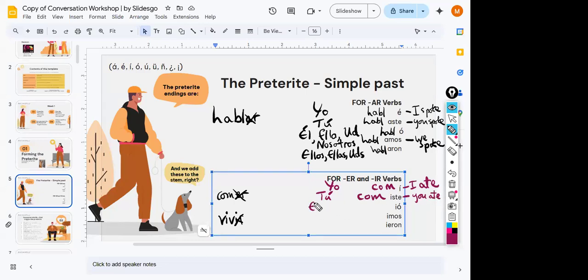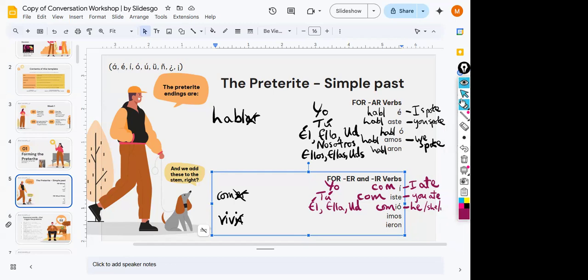right? Él, ella, usted, comió, he, she, it, you. And I don't have space. Nosotros comimos, we ate.